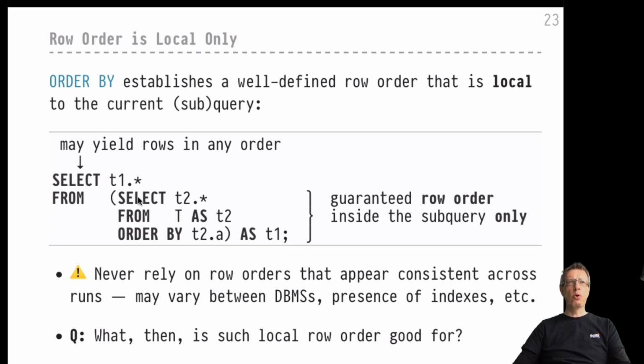Okay, so if row order really is local, what could it be good for? Of course, on the top level, we could use it for display, for order display. But ordering can also make some good sense in such subqueries.